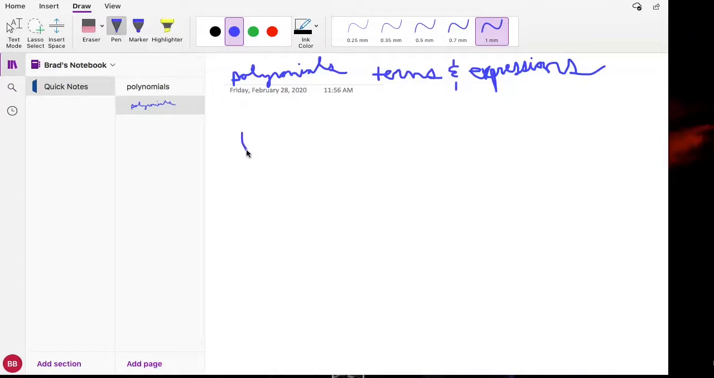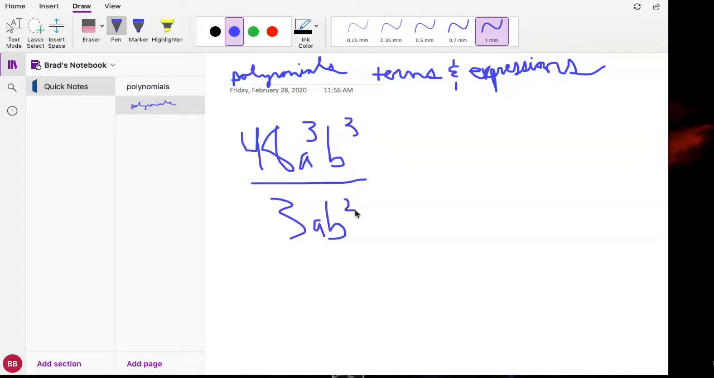All right, let's look here. We've got 48 a to the third, b to the third, divided by 3 ab squared. So what in the world do we do with this? When we're dividing exponents, we are going to subtract. We'll go ahead and put this 1 here to hopefully help you out a little bit. That's a to the first.